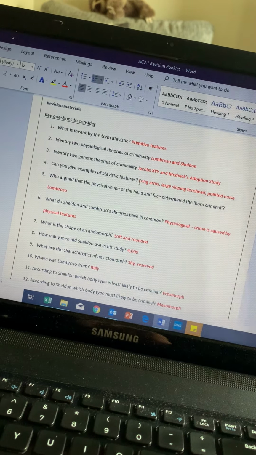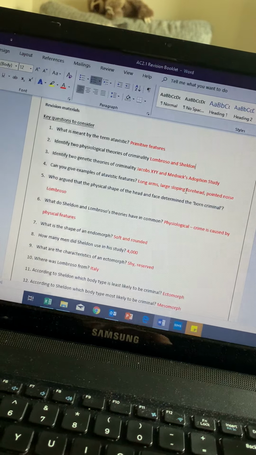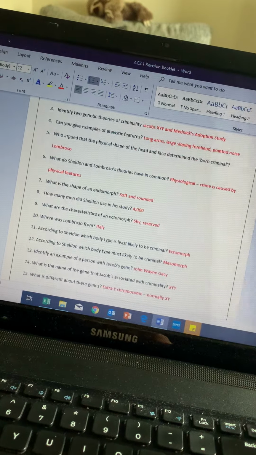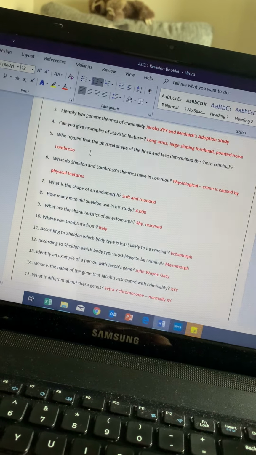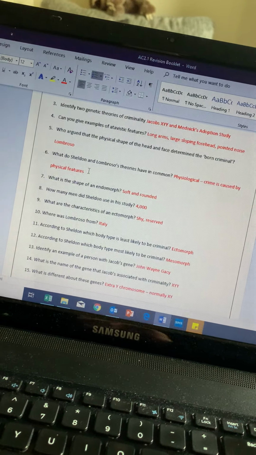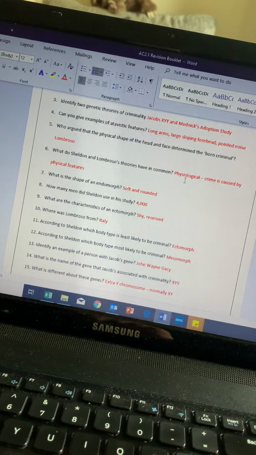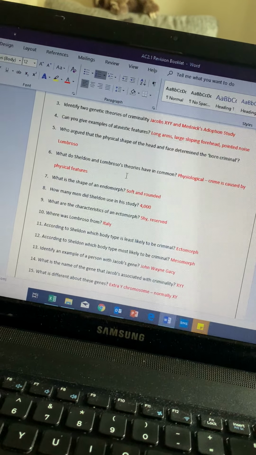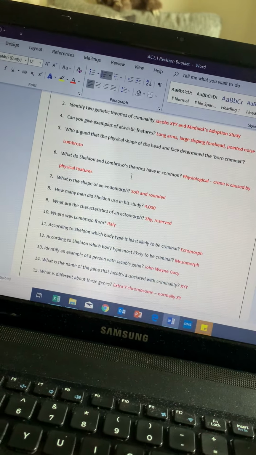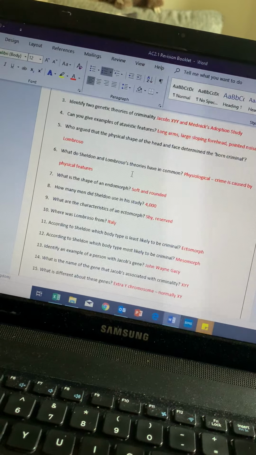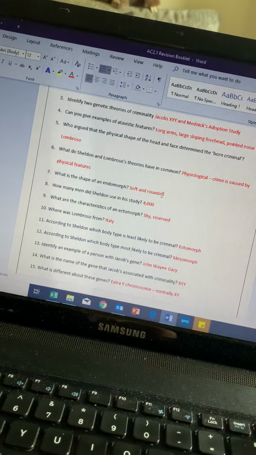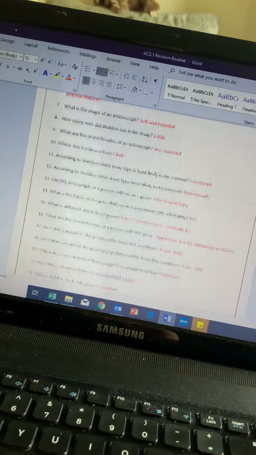Okay, atavistic features. There's loads you could have had. I've gone for long arms, sloping forehead, and pointed nose, but you can pick any of the ones that you want. Physical shape of the head and face, born criminal, that's obviously Lombroso. What do the theories have in common? I've put that they're both physiological theories, okay? So basically, crime is caused as a result of somebody's physical features or physical appearance. For Sheldon, it's body type. For Lombroso, it's the face, facial features, that type of thing. Endomorph, soft and rounded, anything along those lines is fine.